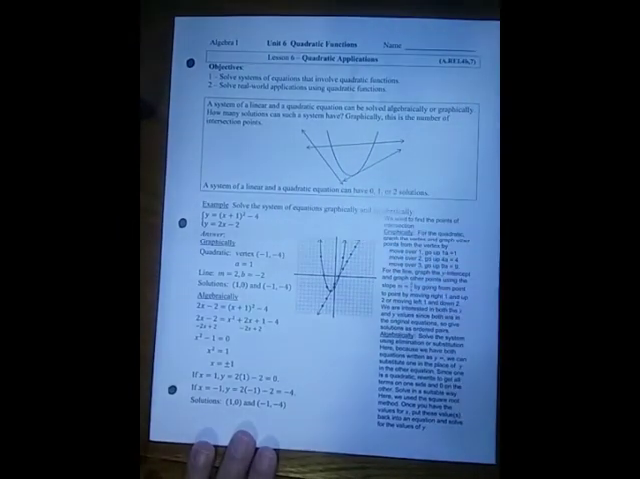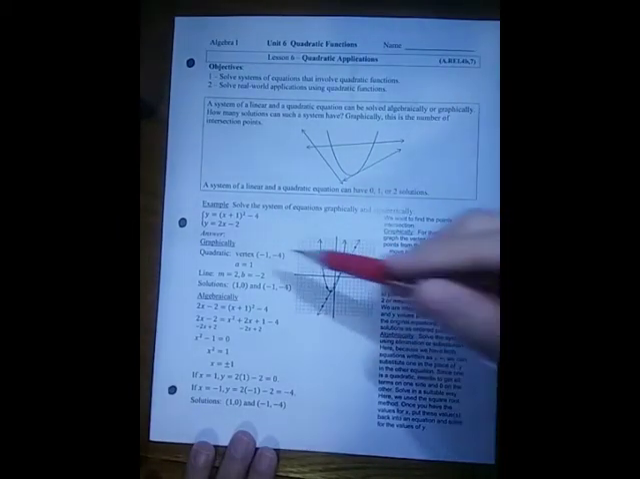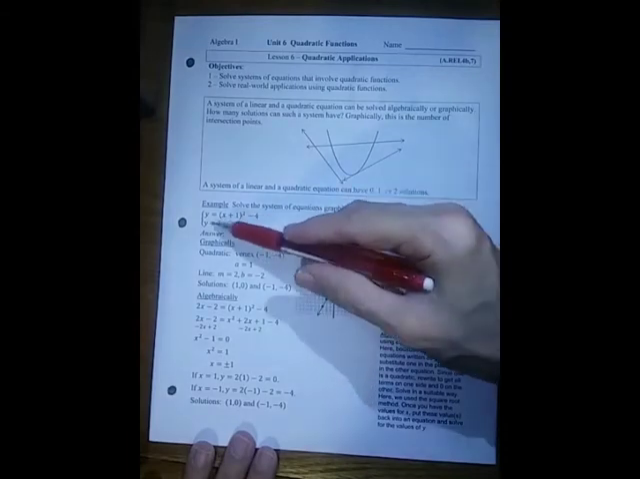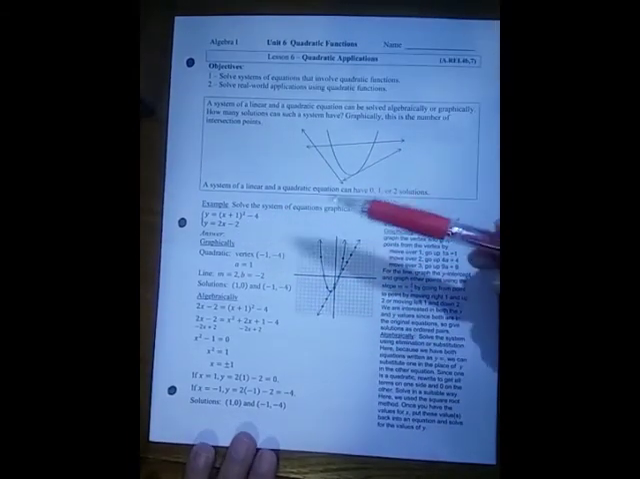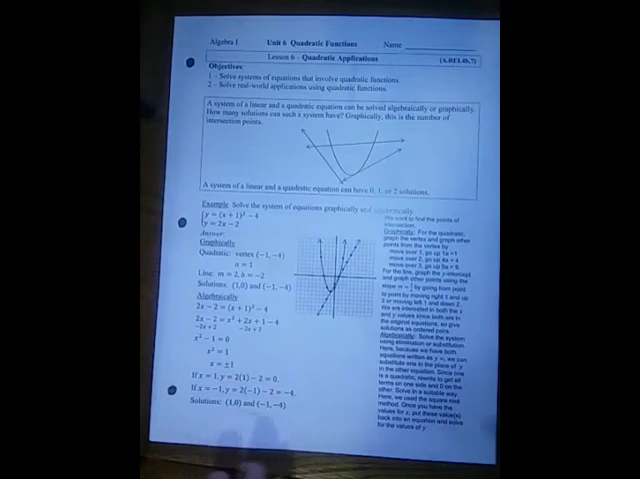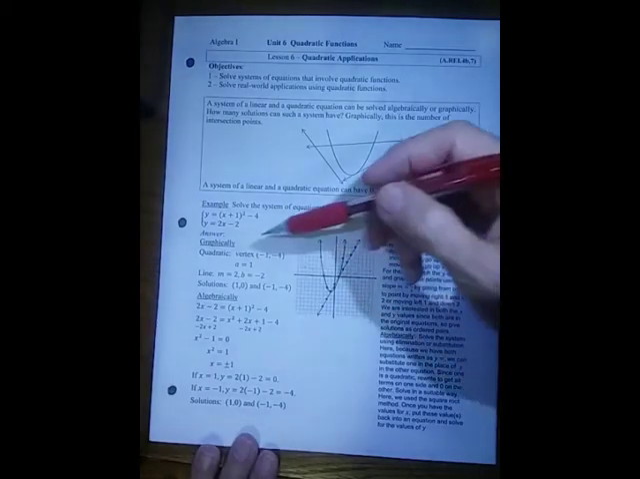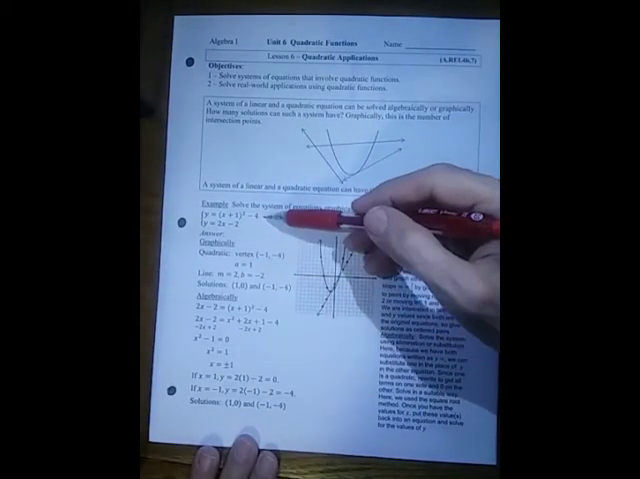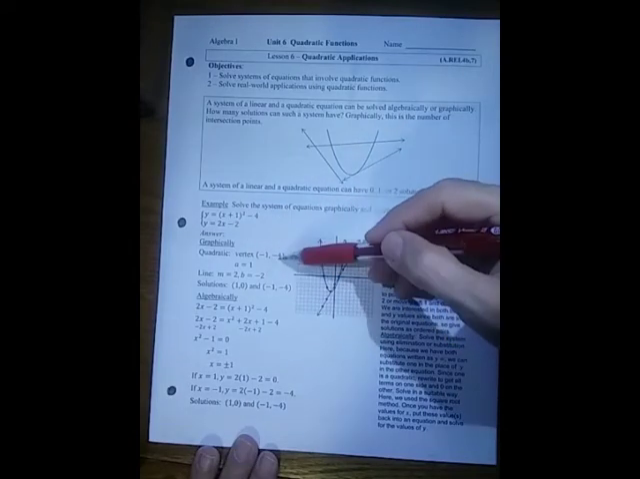Solve the system of equations graphically and algebraically. The first one is quadratic and the second one is a linear function. Since we're given a grid, we know that we're being asked to solve it by hand. The quadratic function is in vertex form, so the vertex is (-1, -4).